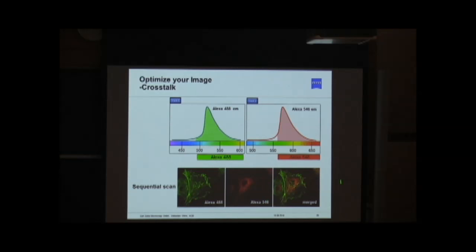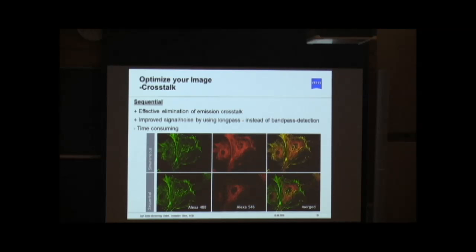So when you do sequential imaging, as I told you, a positive effect is that you effectively eliminate emission crosstalk. And due to the fact that you can actually use long pass filters instead of band pass filters that cut off your emission spectrum, you have an improved signal-to-noise ratio. However, a big disadvantage is that it's a very time-consuming process to do the sequential scan, especially if you want to do a Z-stack and you have 3, 4, 5 colors. It takes very long. So what can you do?